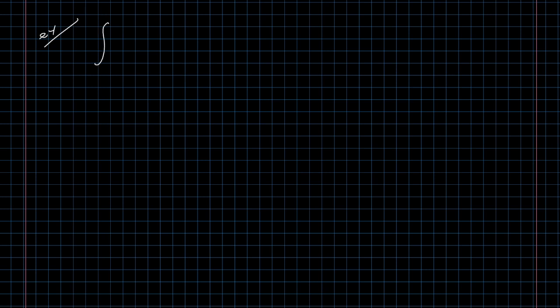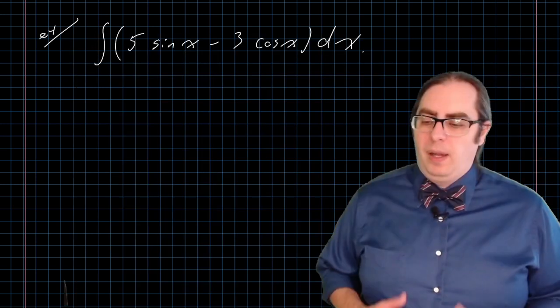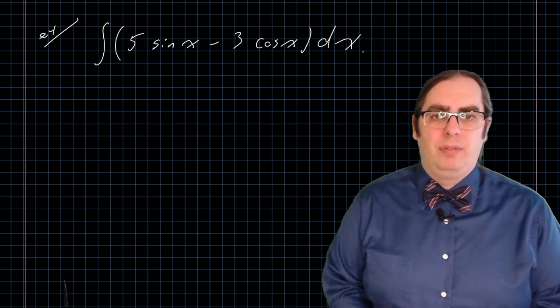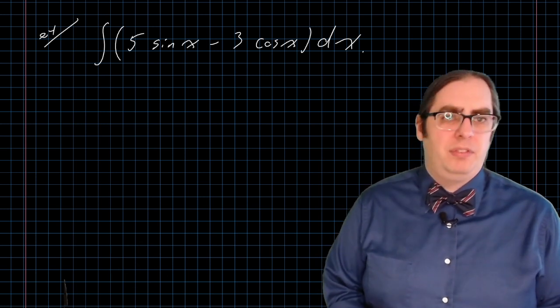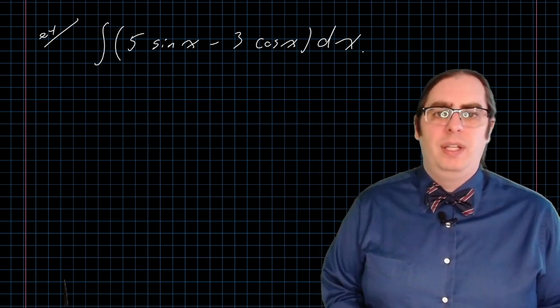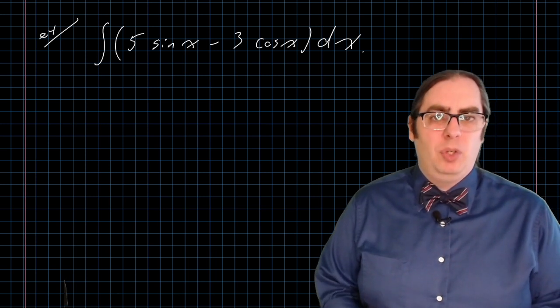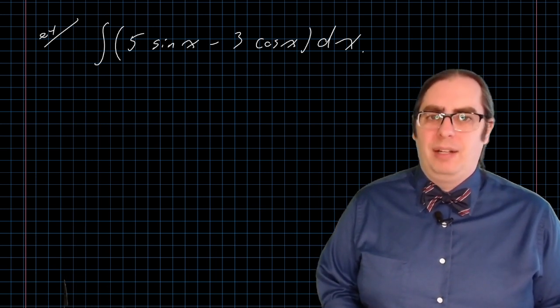I'll leave you with one to try on your own. I have here the indefinite integral of 5 times the sine of x minus 3 times the cosine of x dx. Right, so using the trig rules instead of using the power rule, but the same basic ideas hold. Take a couple of minutes, see what you can do with this one, and I'll see you in the next video.